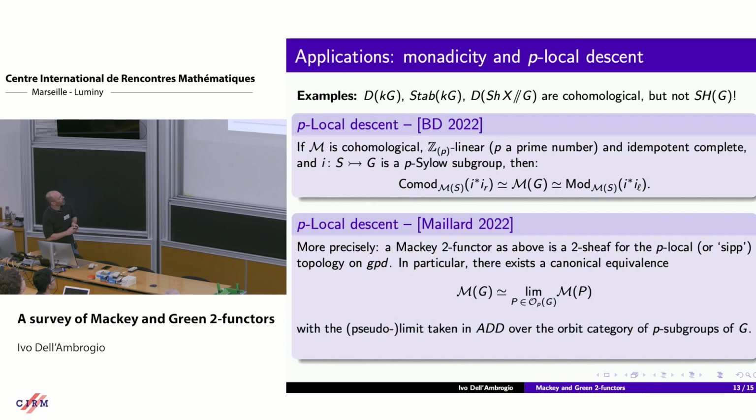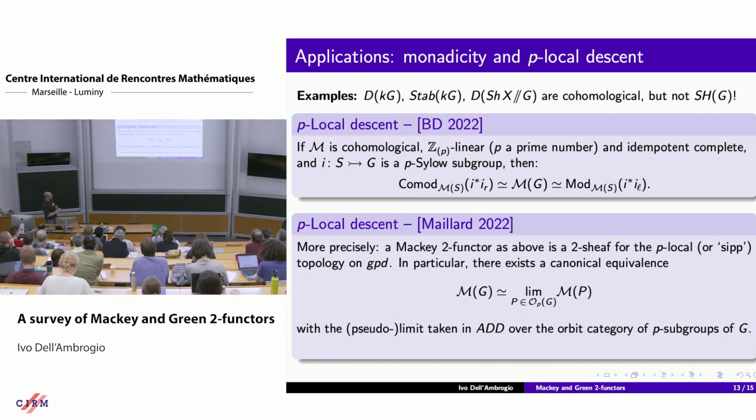And so if you translate what it means to be the sheaf condition, you can reformulate it as saying that for every G, M of G is canonically equivalent to a limit of M of P, where P runs over the orbit category of p-subgroups. So you have to take the limit in a pseudo sense inside this 2-category. But this is far from being a topological kind of homotopy limit. It's not so hard. You can write down what the objects are concretely, some kind of G-equivariant objects, family of objects. Everything is quite concrete here.